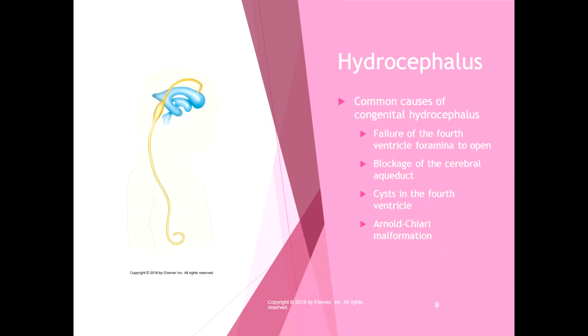So common causes of congenital hydrocephalus are failure of the fourth ventricle foramen to open, blockage of the central aqueduct, cysts in the fourth ventricle, or Arnold-Chiari malformation. This is a diagram of a shunt, so it's shunting from the lateral ventricle back down into the venous system.